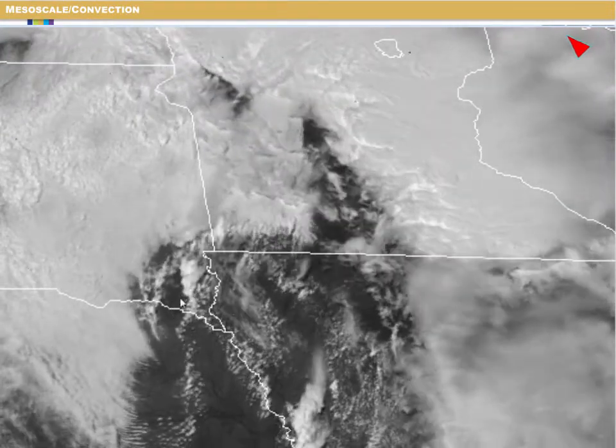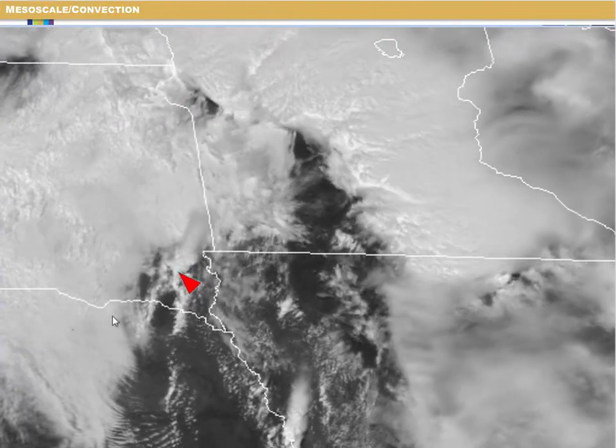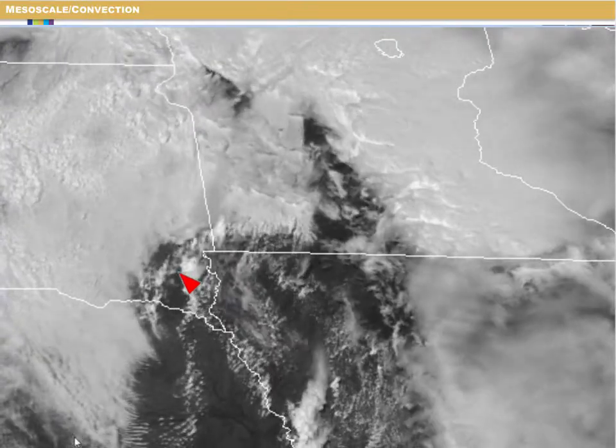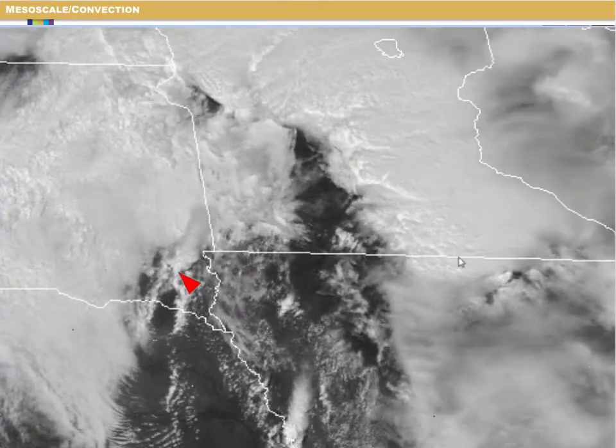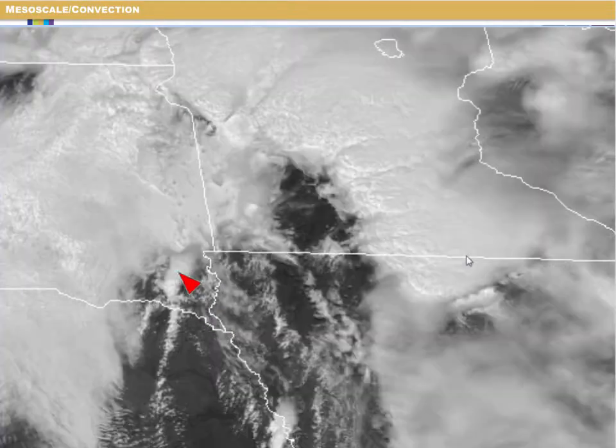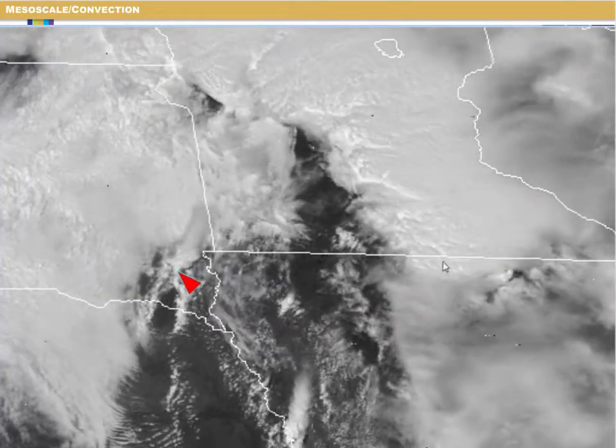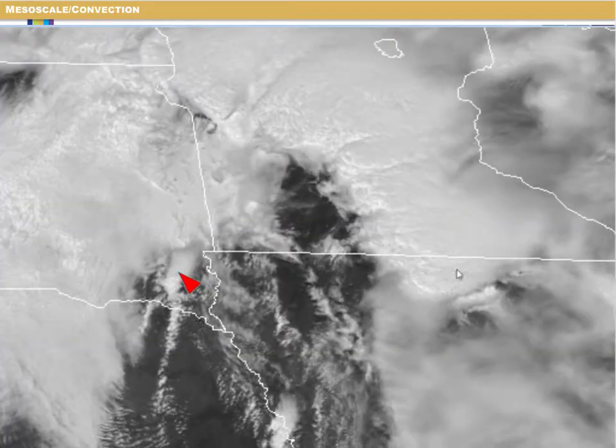Let me go ahead and give you a hint. There's a surface low in southeast South Dakota, and storm motion is generally towards the northeast as we have southwest flow aloft. So go ahead and analyze the various boundaries that you see.